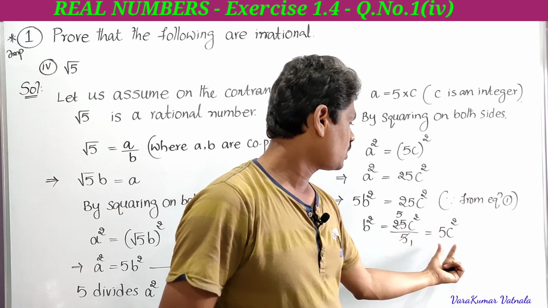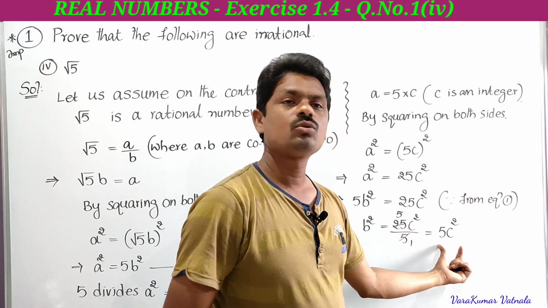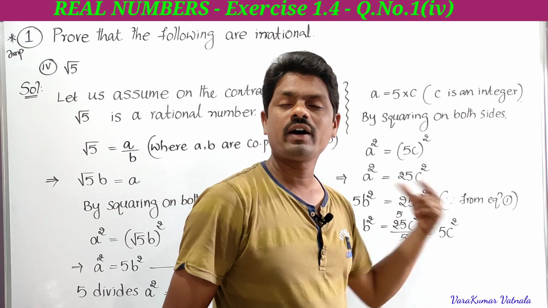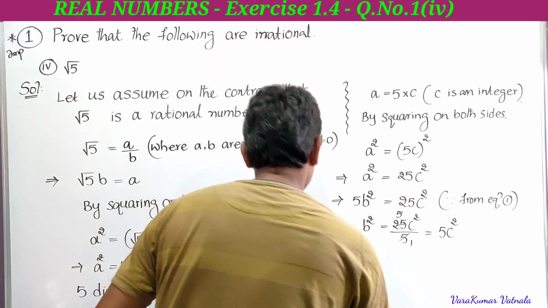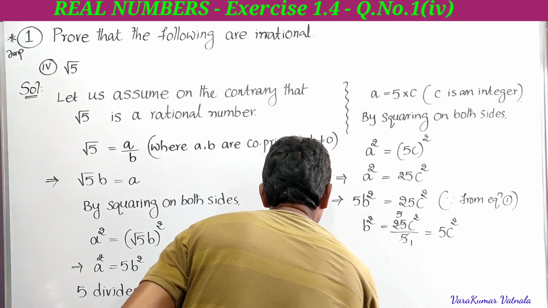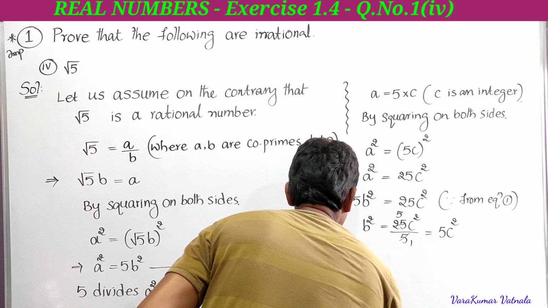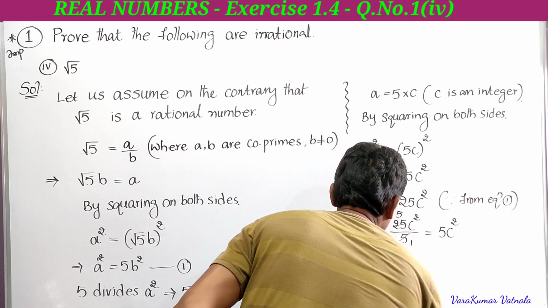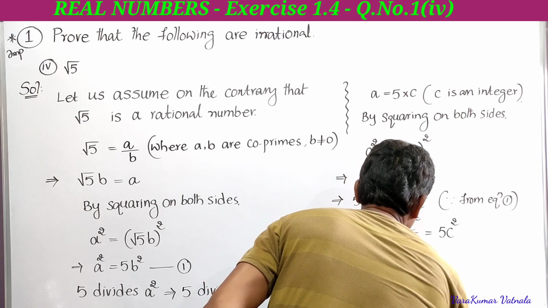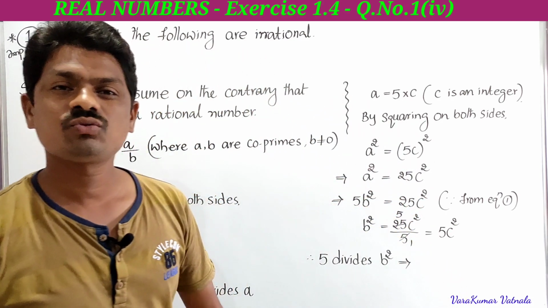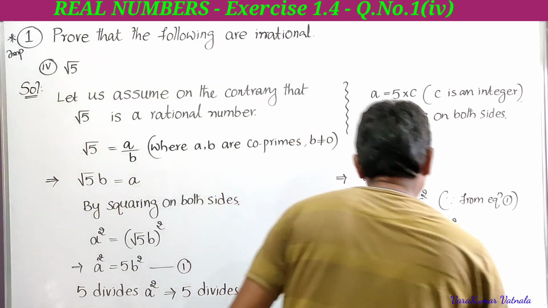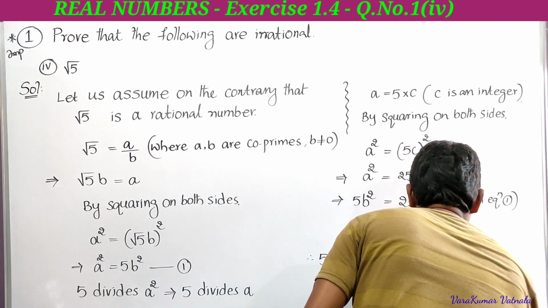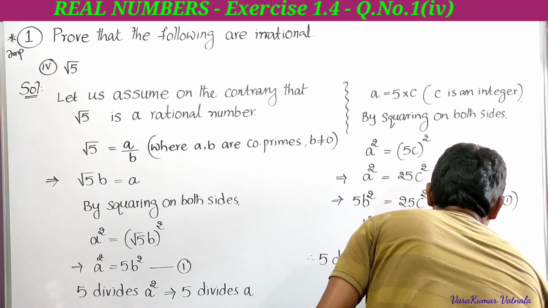So b square is also a multiple of 5. Here we can say that 5 divides b square. Therefore 5 divides b square. If 5 divides b square, that implies 5 divides b also. 5 divides b.